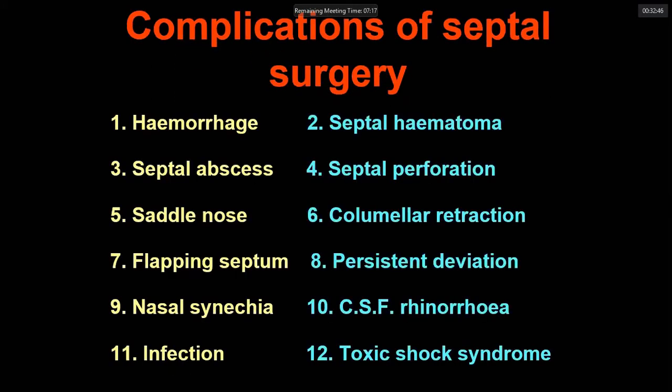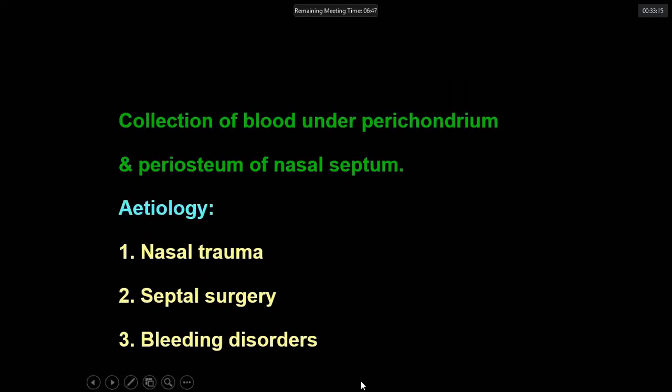Okay, so septal hematoma, all of these are complications of septal surgery, but they are also a separate disease entity. It is not necessary that septal hematoma and septal abscess always occur in conjunction with septal surgery. They can occur as a separate disease entity in a patient who never underwent any septal surgery. Okay, so let's talk about septal hematoma. It is the collection of blood on the perichondrium and periosteum of the nasal septum.